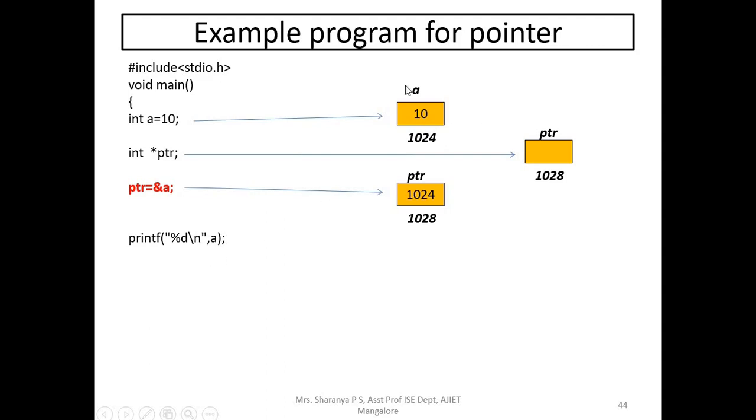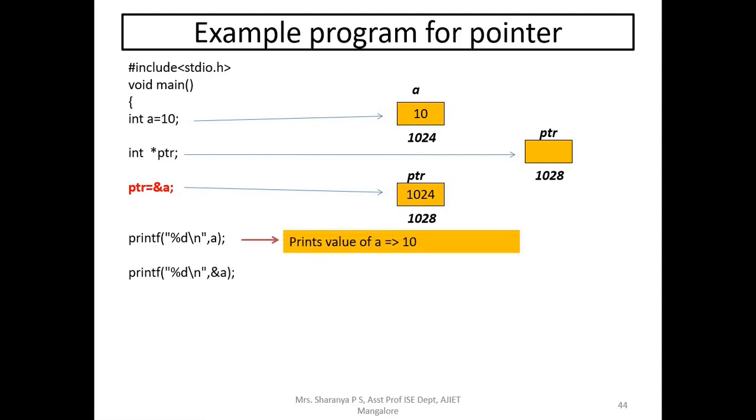What does it print? What is the value of A? Here it is 10. And if we print ampersand of A, what is it going to print? The address of A. Here in this example, it is 1024.